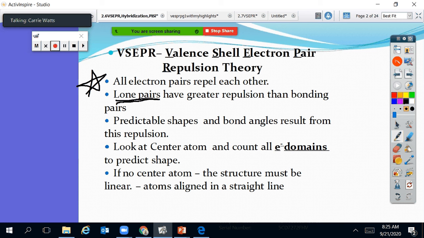Because of this, you can predict shapes and bond angles from the repulsion. Okay? And the way to do it is you look at the center atom, only the center atom, and count all the electron domains, and we'll go into what that is. If there's no center atom, the structure must be linear. Okay, so basically if you have two atoms, it's always linear, no matter what.